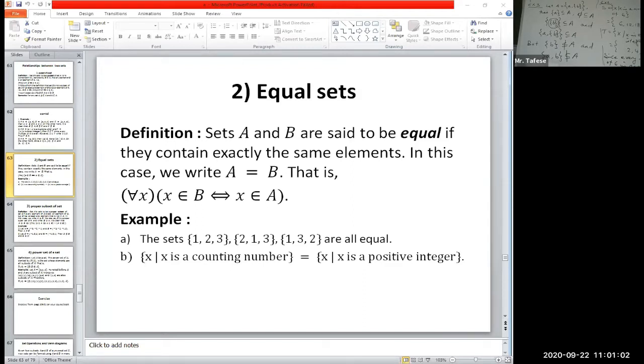You can see from the slide how A equals B can be expressed logically. A equals B means for every X, if X is an element of B, then X is an element of A, and if X is an element of A, then X is an element of B. That is what it originally means. Again, let me take you to the whiteboard.